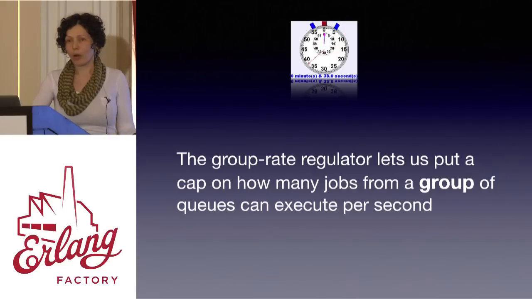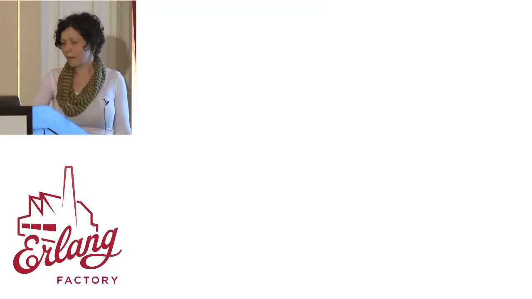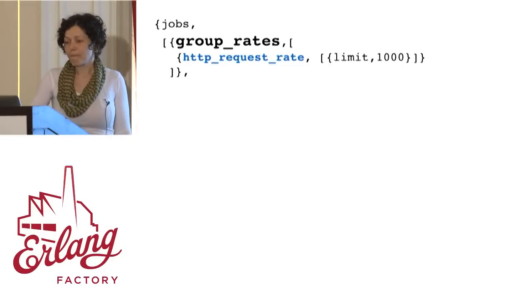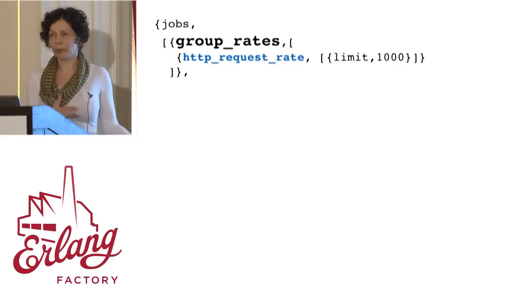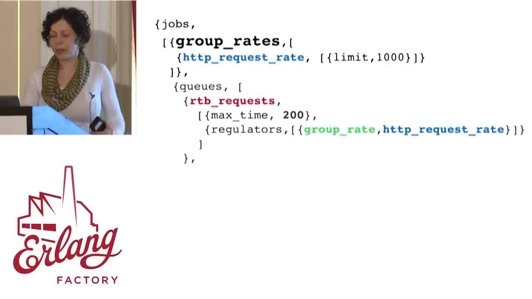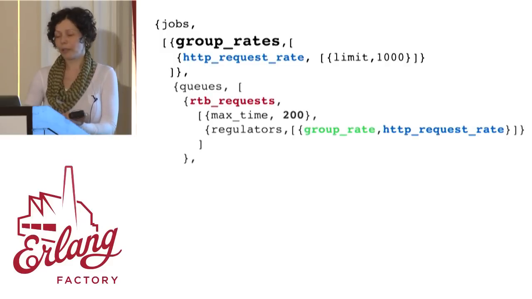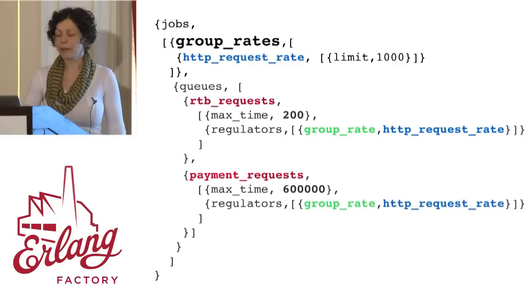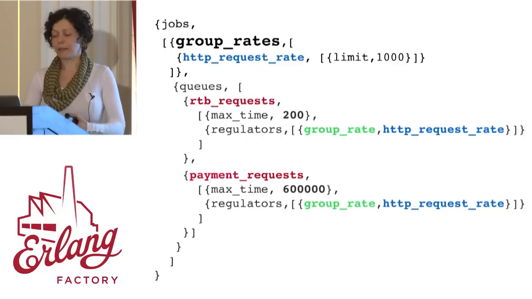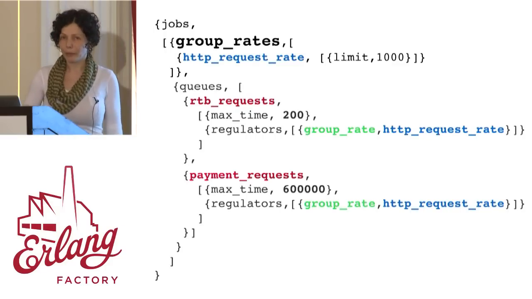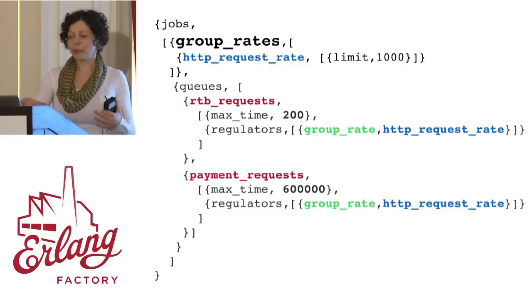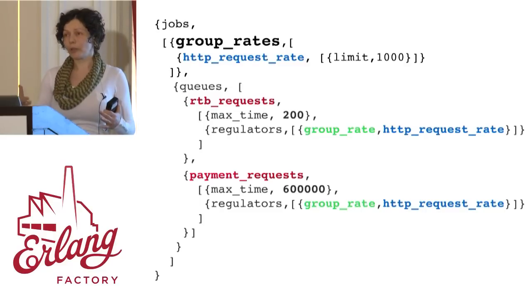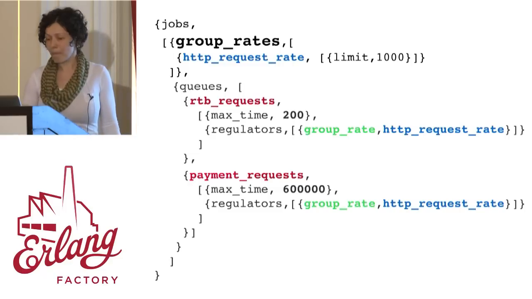Now we're going to look at some code of how we're going to set this up in our environment. We're going to create a group rate regulator. We'll call it HTTP request rate with a limit of 1,000, just like the one we had before. Now we're going to assign this group rate regulator, HTTP request rate, to our RTB requests, and we're also going to assign it to our payment requests. So regardless of which one of these requests are coming into our server, they're only going to be coming in at 1,000 per second.